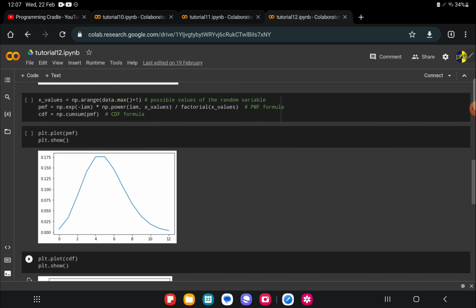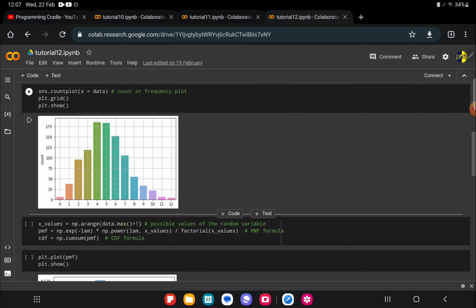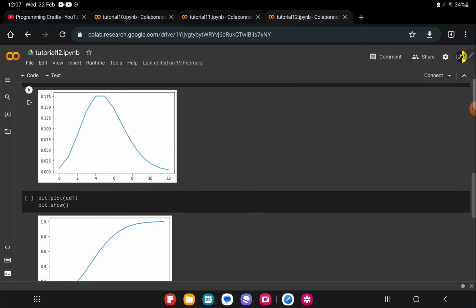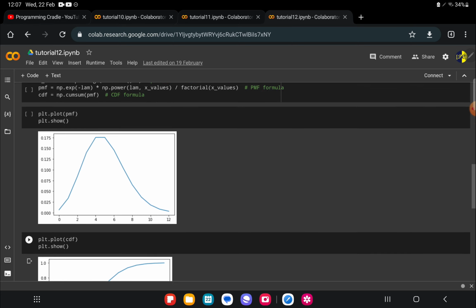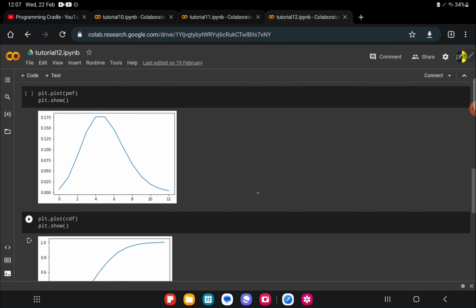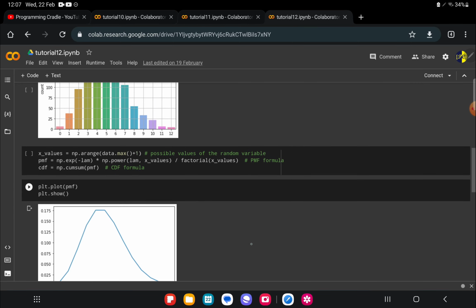Now if I try to plot them, you can see it is very similar to our count plot, but when you closely notice the y-axis, it has now been divided by 1000, so this is 0.175. That's what our PMF is. And now if we try to plot the CDF, it looks something like this. So that's how you can find the PMF and CDF.